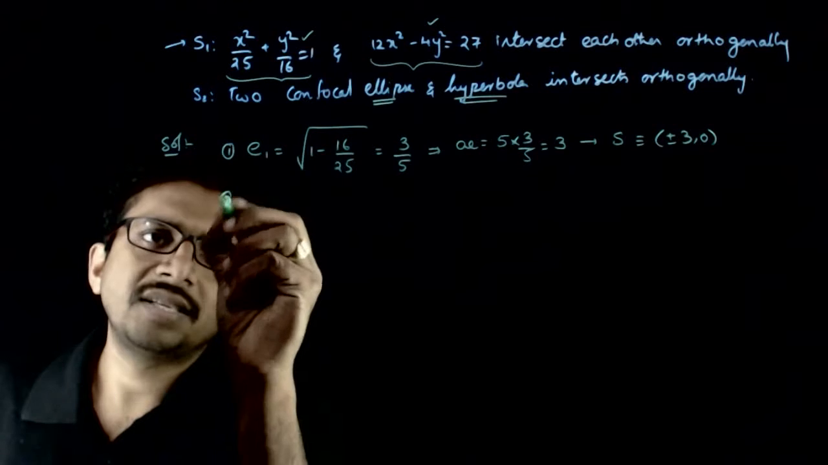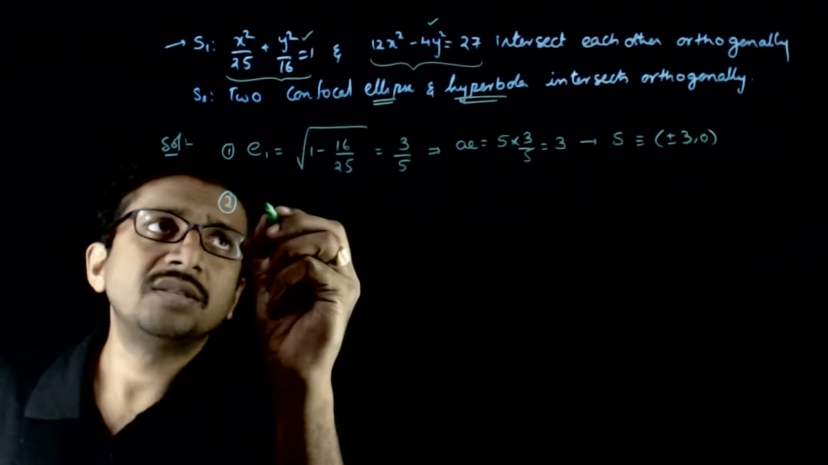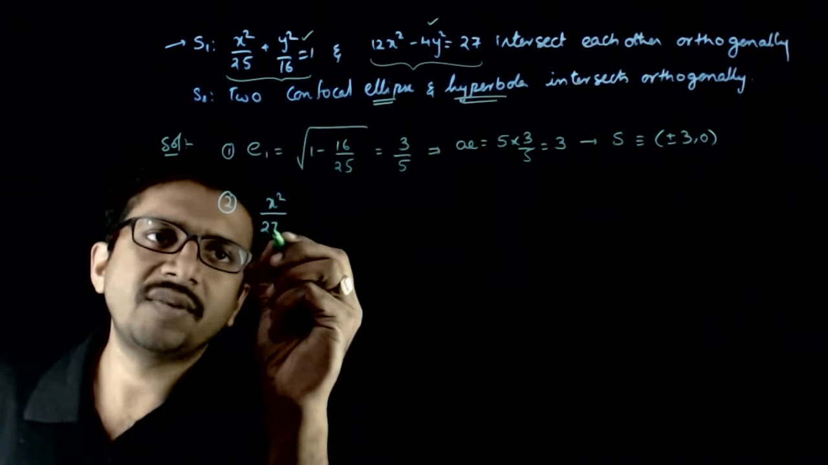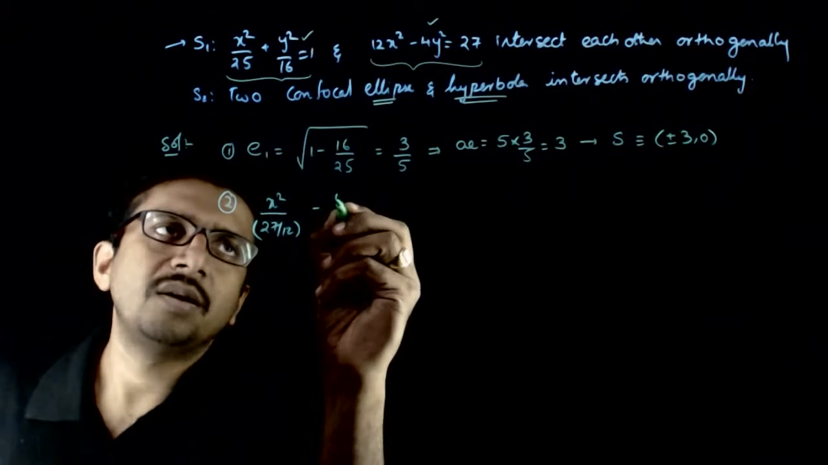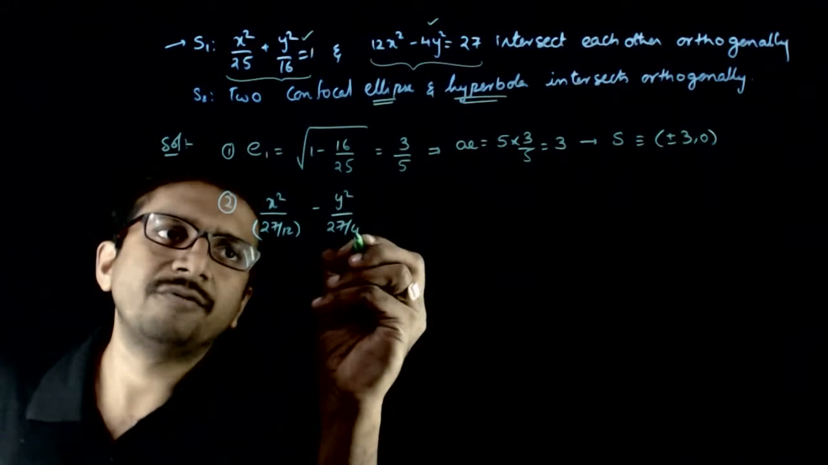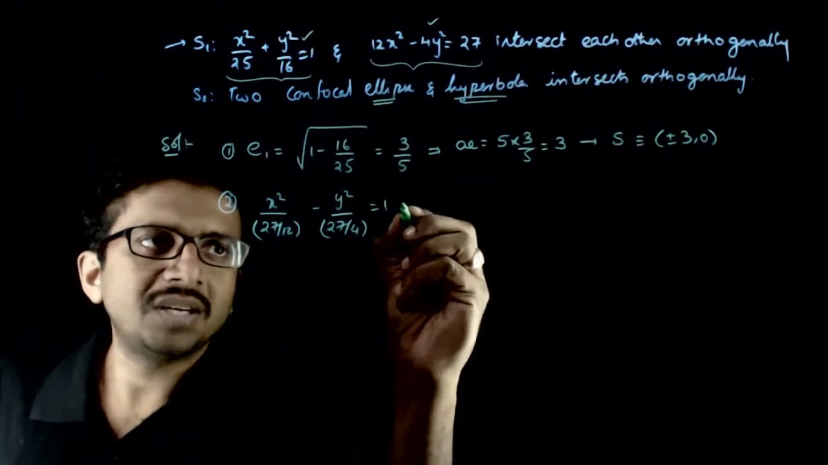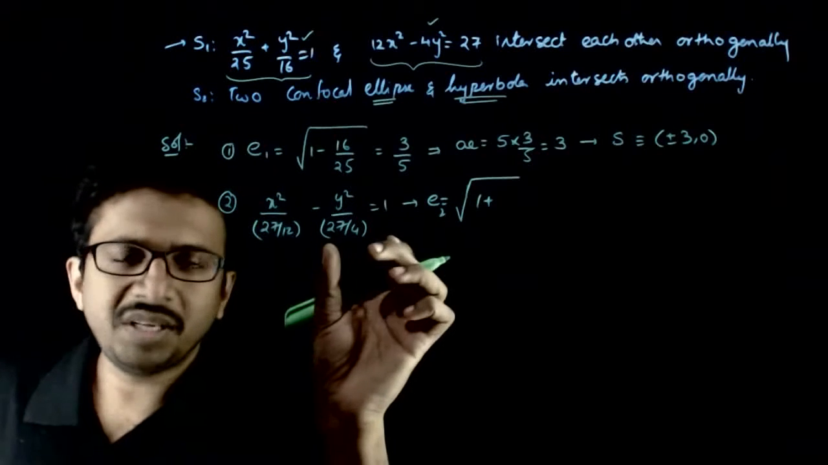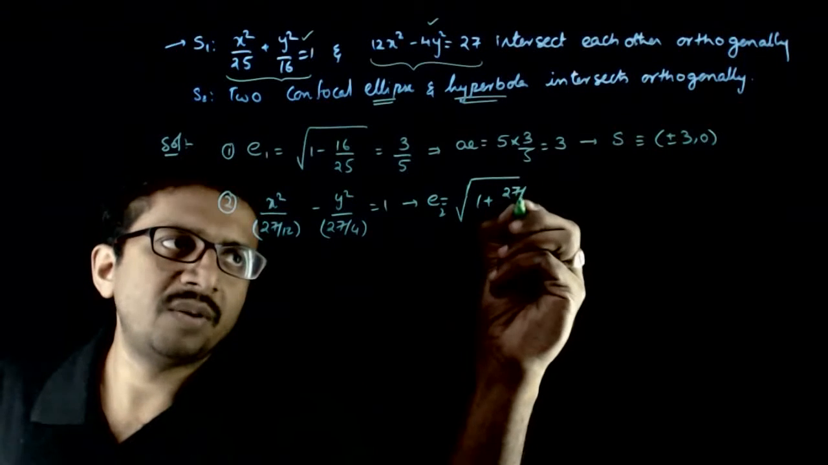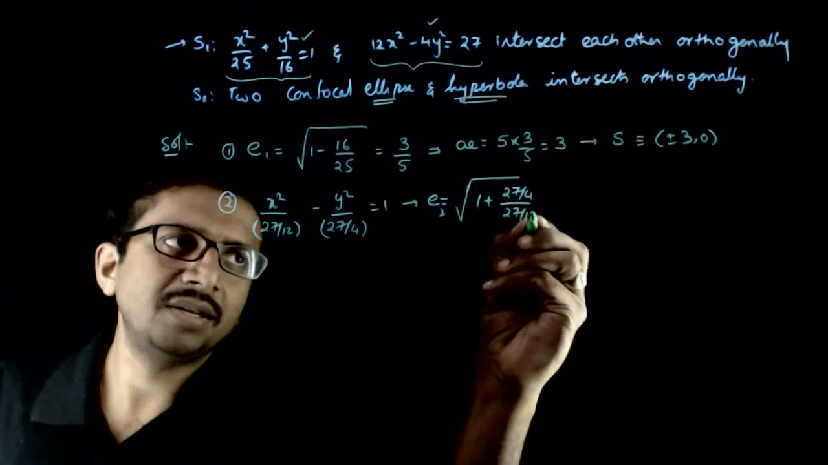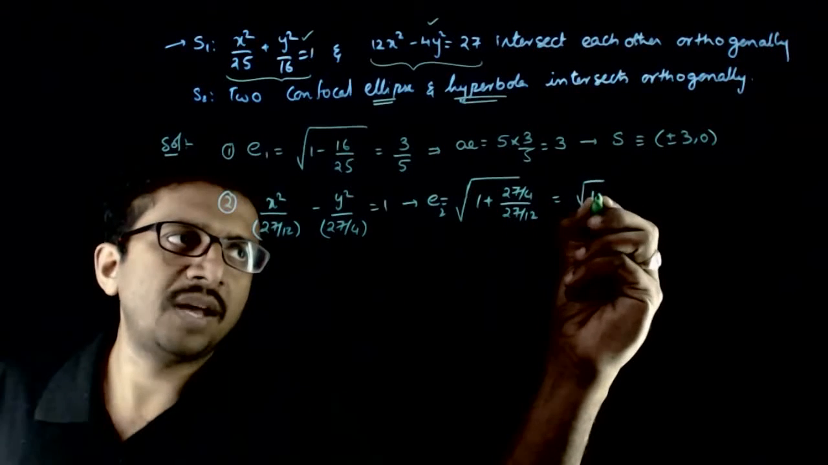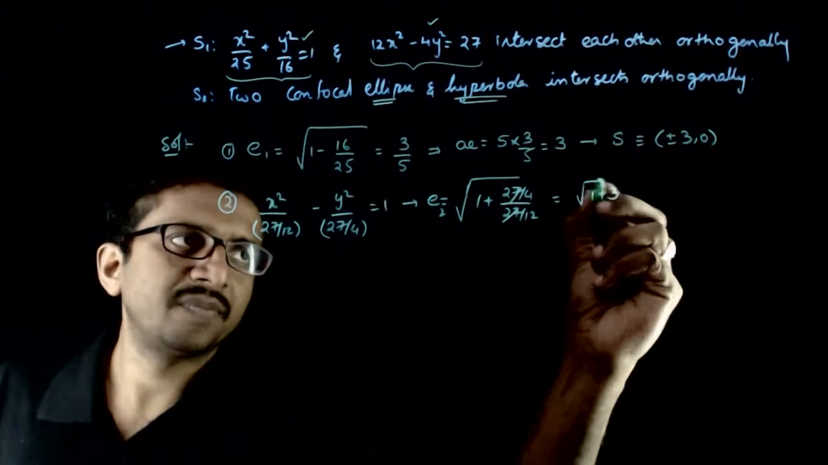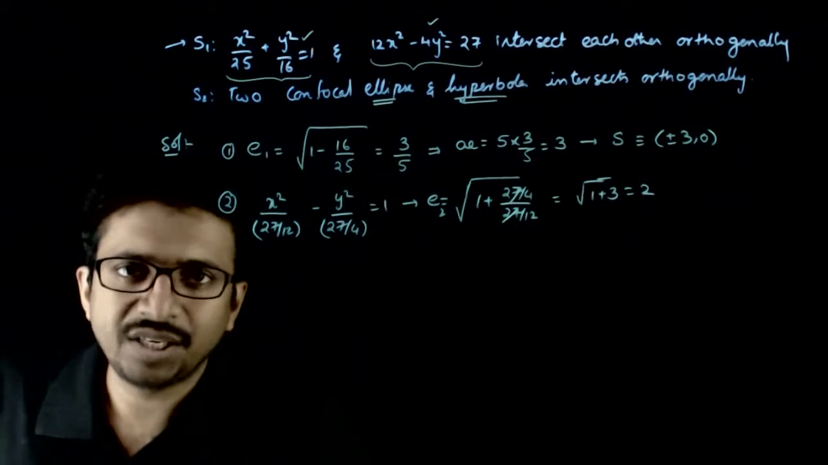If you take the second equation, which is a hyperbola, the equation is something like this: if you divide by 27, x square by 27 by 12 minus y square by 27 by 4 is equal to 1. So what is the eccentricity of this? Root of 1 plus b square by a square, 27 by 4 by 27 by 12, that is equal to root of 1 plus 27 and 27 gets cancelled, 12 goes up, 12 by 4 is 3, that is equal to 2. The eccentricity is 2.